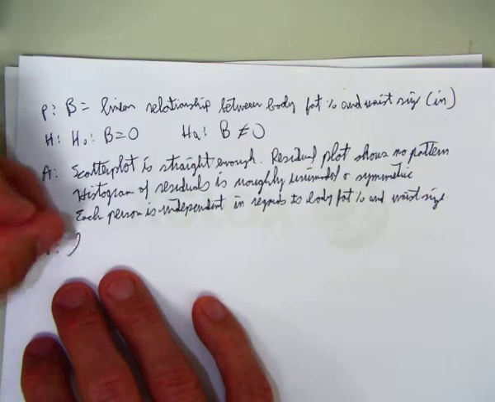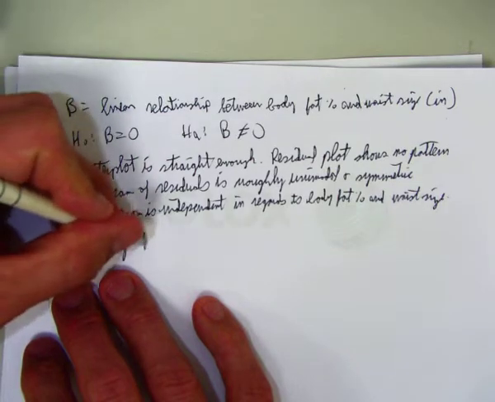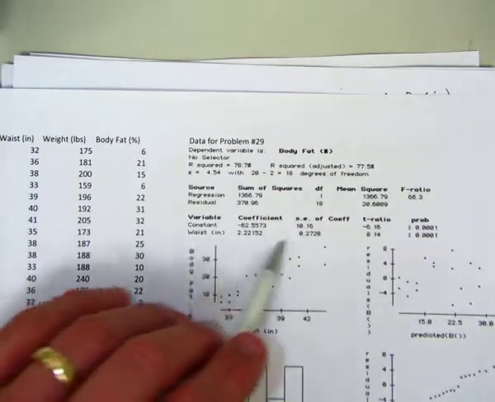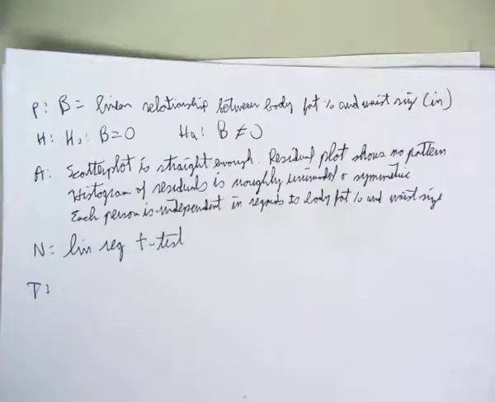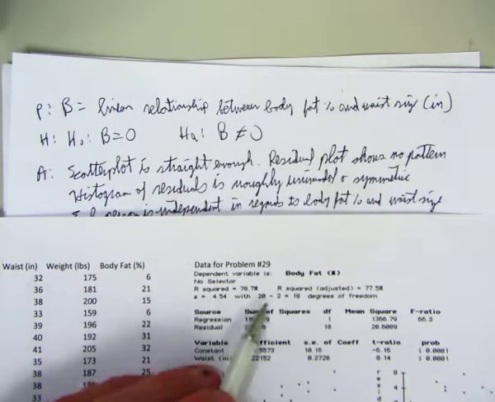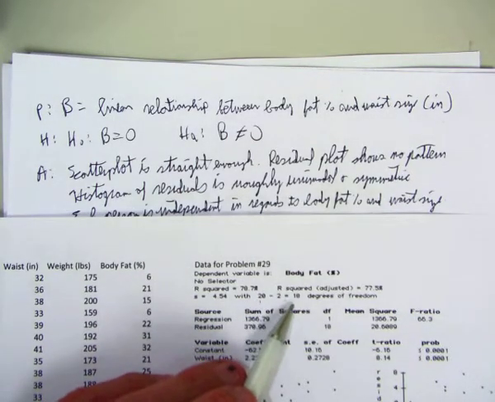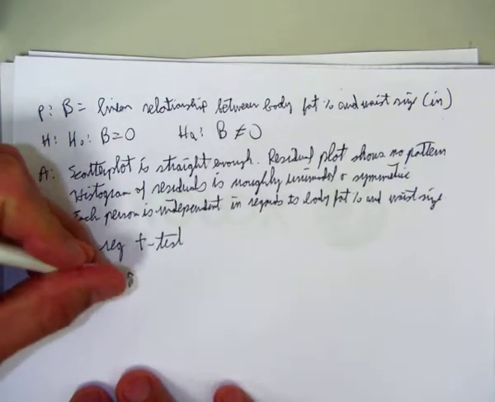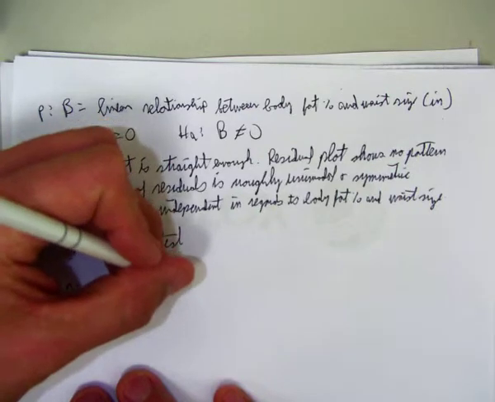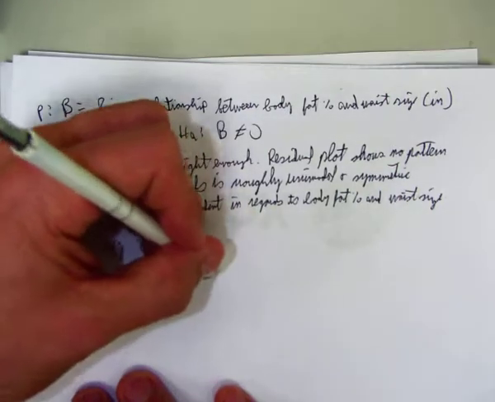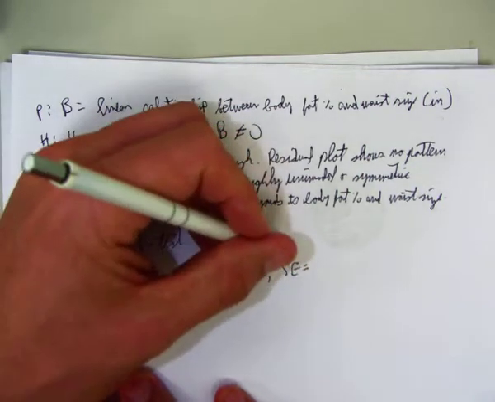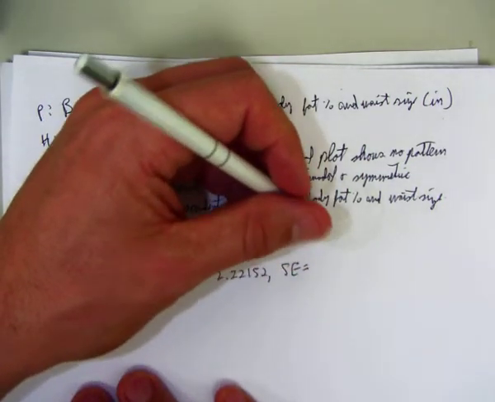Name the test. It's a linear regression t-test. The test statistics, everything I need is right on this bottom row, because that is going to be where our slope is. And then our n size is 20 and our degrees of freedom is 18. So n is 20, degrees of freedom is 18, b sub 1 is 2.22152. Standard error is going to be 0.2728.